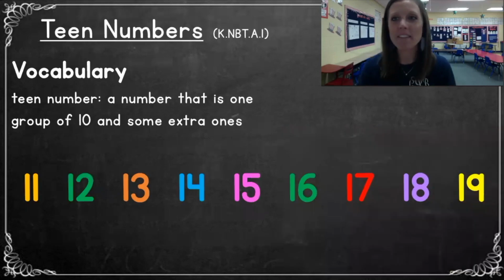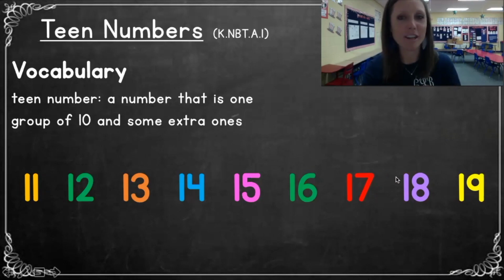At the very beginning of every lesson in my classroom, I love to tell about some important vocabulary that we need to know for the lesson. One important vocabulary word that we need to know for today is teen number. What does that mean? A teen number is a number that is one group of 10 and some extra ones. Below me, you see all of these numbers. They're all different colors. I love to use lots of colors. These are all the teen numbers that we have. It's all the numbers between 10 and 20.